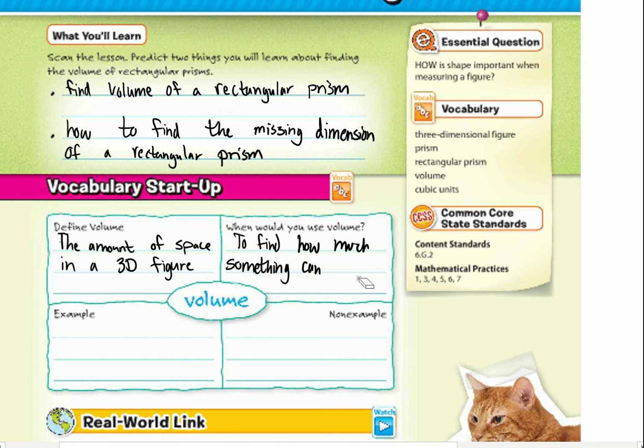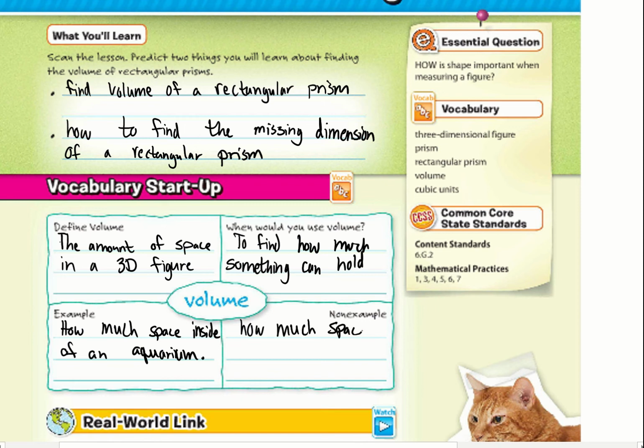So an example: how much space is inside of an aquarium. Not an example: how much space of the floor of the aquarium.